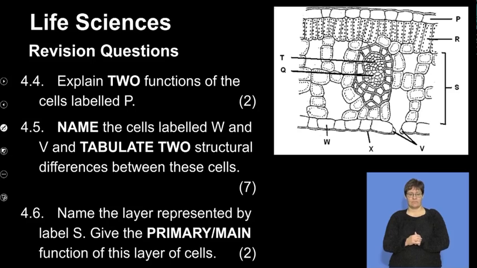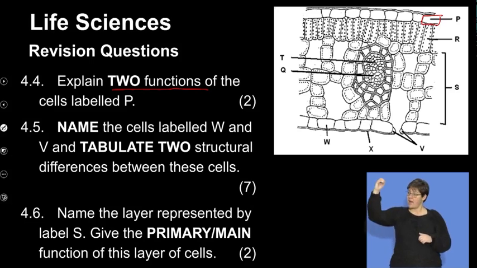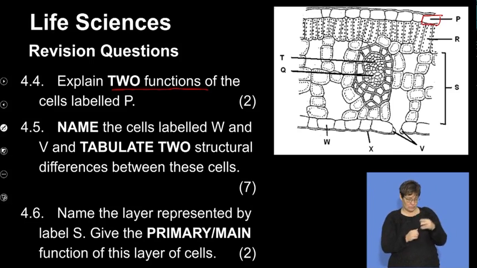Then, still on the diagram of the leaf, explain 2 functions of the cells labeled P. P is the epidermal cells, so that would be protection. If they have a cuticle, it would be lessening of water loss. It could also be that they're transparent to allow light in. Any 2 functions.